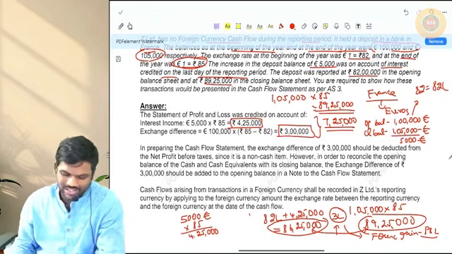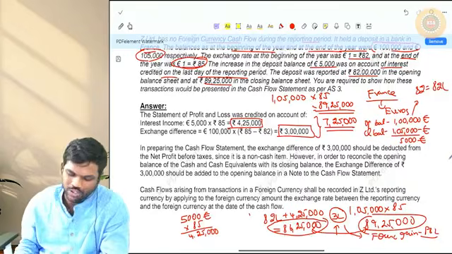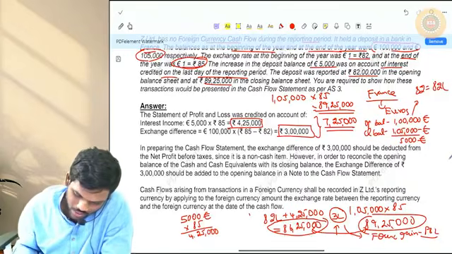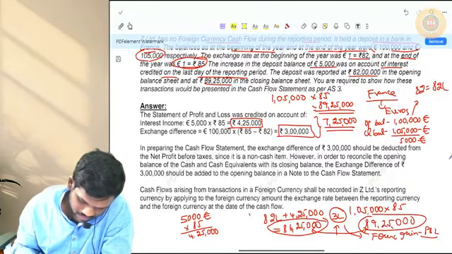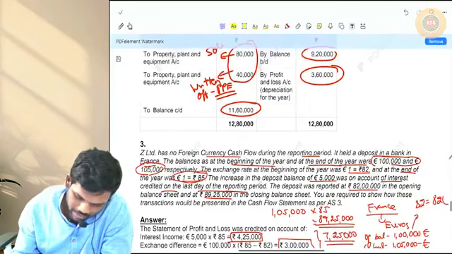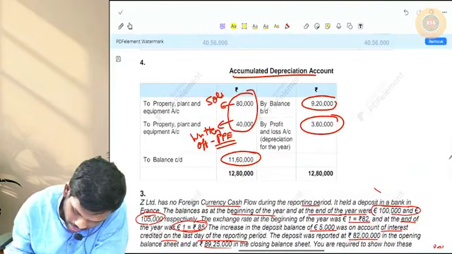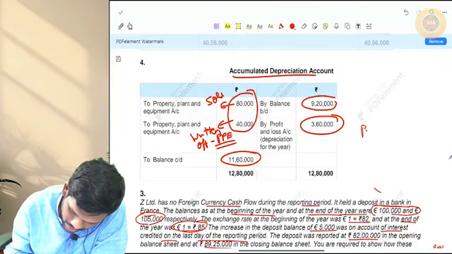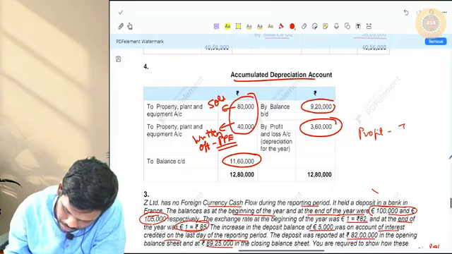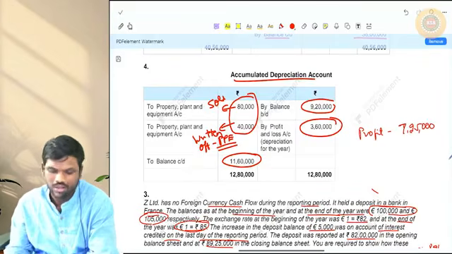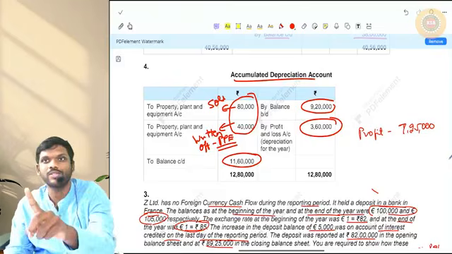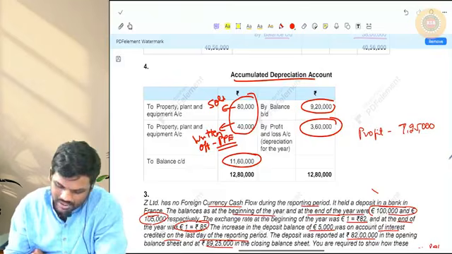Okay, now let us see how we will prepare the cash flow statement in this case. Okay, listen, let me prepare a cash flow statement and show you. Profit was 7 lakh 25,000, because 4 lakh 25,000 is interest and 3 lakhs is forex gain.